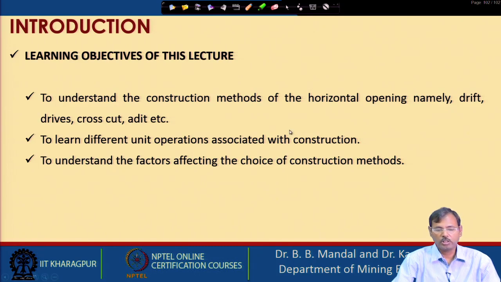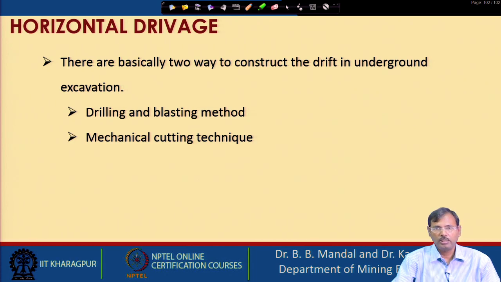To understand the construction method of horizontal openings, namely drift, drawbage, crosscut, adit, etc. To learn different unit operations associated with construction, and to understand the factors affecting the choice of construction methods. So far we have seen the construction methods are divided into 2 parts. One is the drilling and blasting method, and another is the mechanical cutting method.